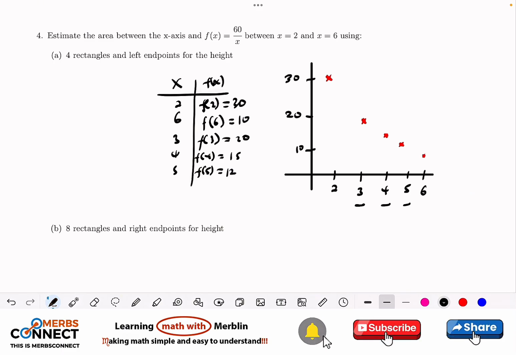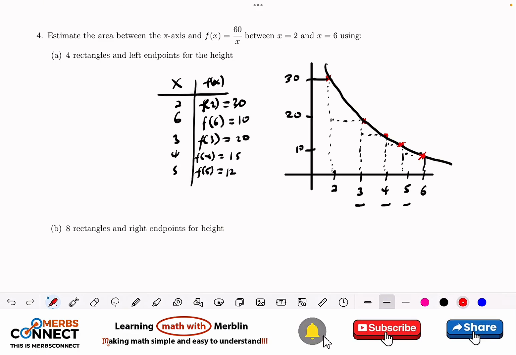So I have something like this. I have something like this. So let me just do something like this. So my line is going to pass through something like this. Good. That will be my line.